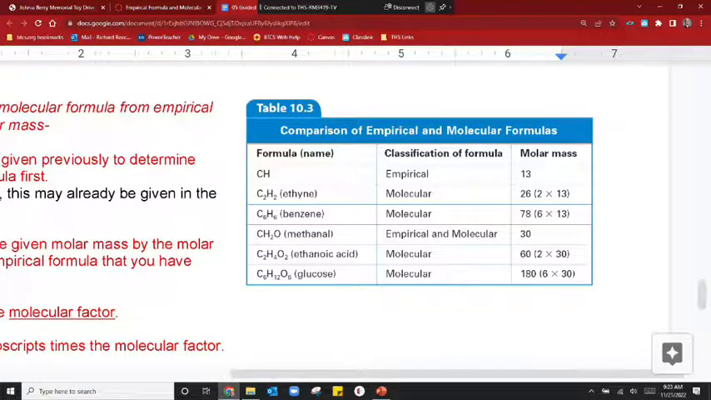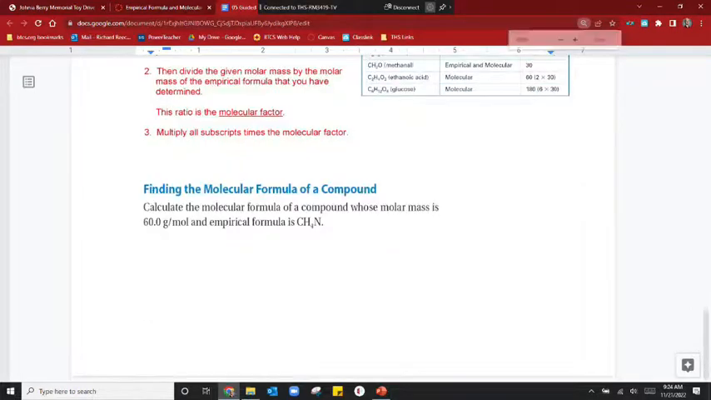And the same thing with the next three compounds on there. We've got a different molecular formula for each of them. They have a basis of 30, and then 2 times 30 or 6 times 30. You multiply times some factor. So I call that the molecular factor, and that's the link between an empirical formula and a molecular formula. Well, let's try this last problem on the page and try to find that factor as a way to relate a molecular formula to an empirical formula.